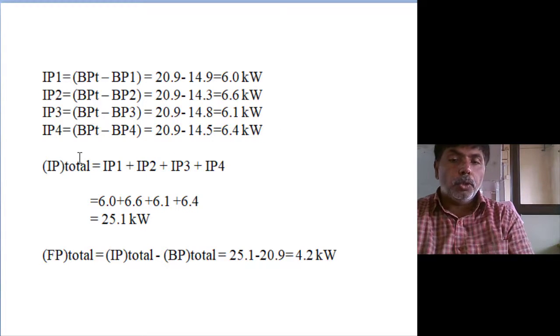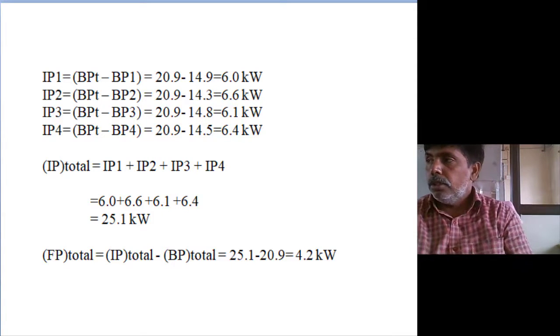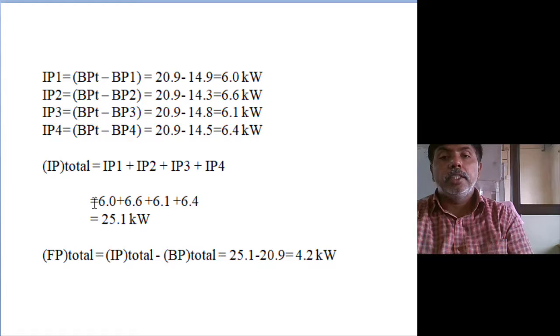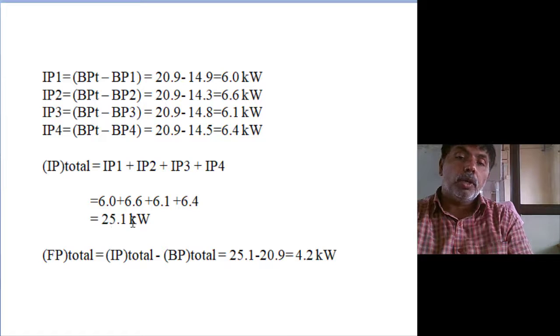So the total indicated power you can calculate. Indicated power of cylinder 1 plus cylinder 2 plus cylinder 3 plus cylinder 4: 6 plus 6.6 plus 6.1 plus 6.4, total 25.1 kilowatt.